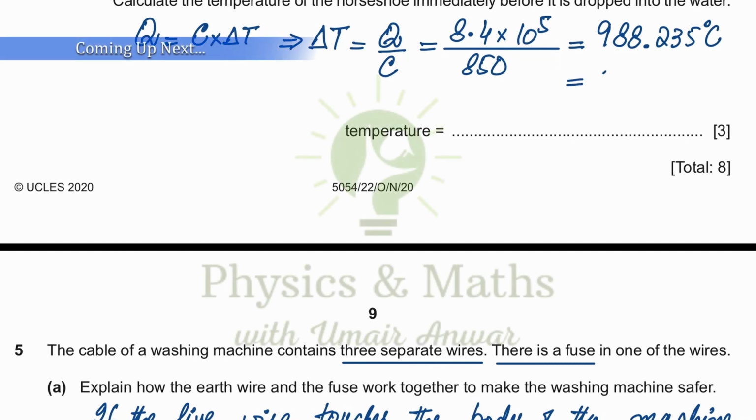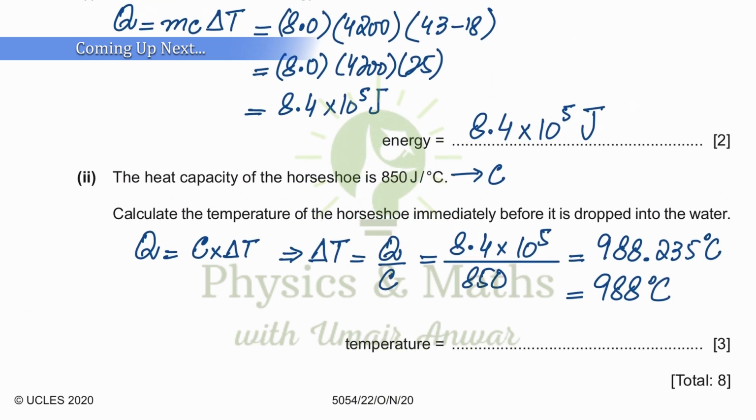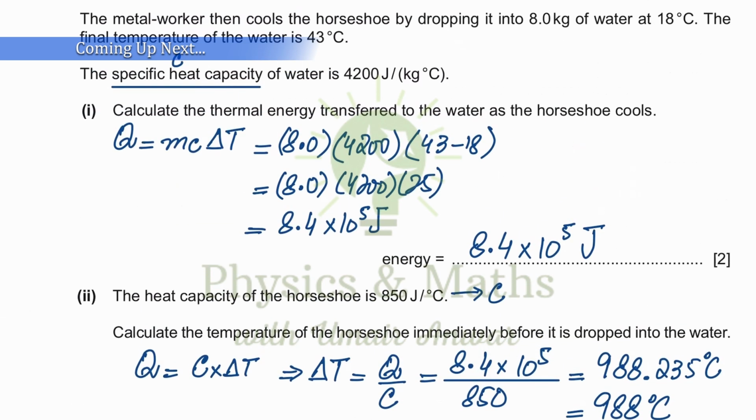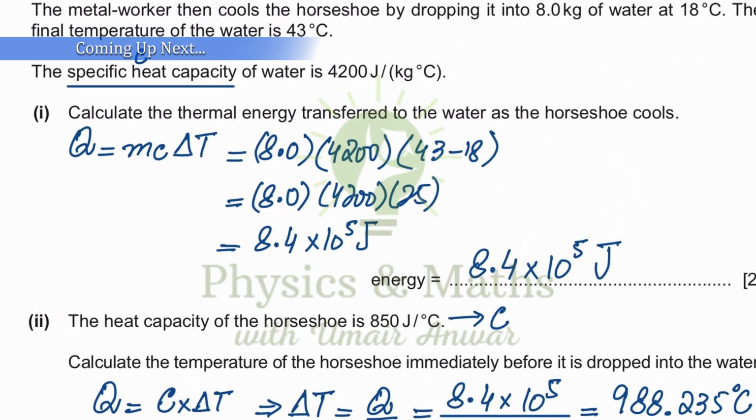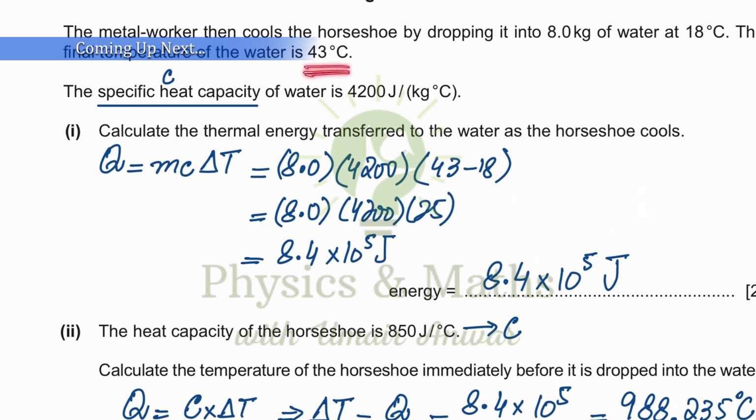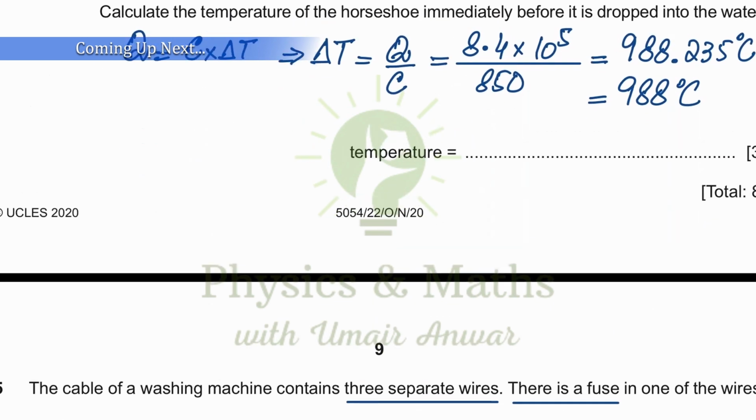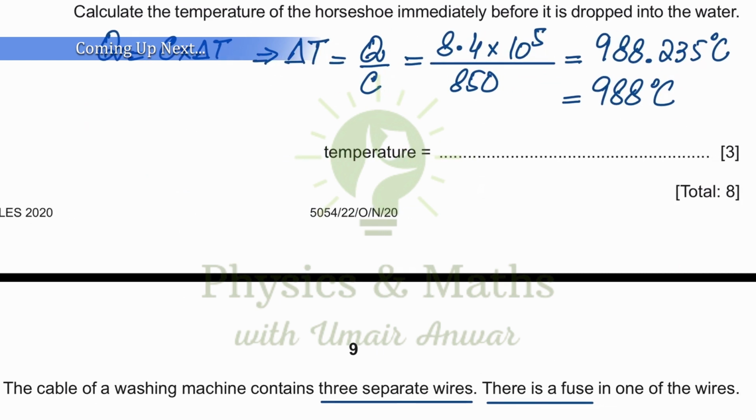Now, if we round off this answer, this would become 988 degree centigrade here. And we know that finally the temperature of the mixture in which the horseshoe and the water is present is 43 degrees centigrade. So we have to find the initial temperature immediately before it is dropped into the water for the horseshoe. Change in temperature would be final temperature minus initial temperature.